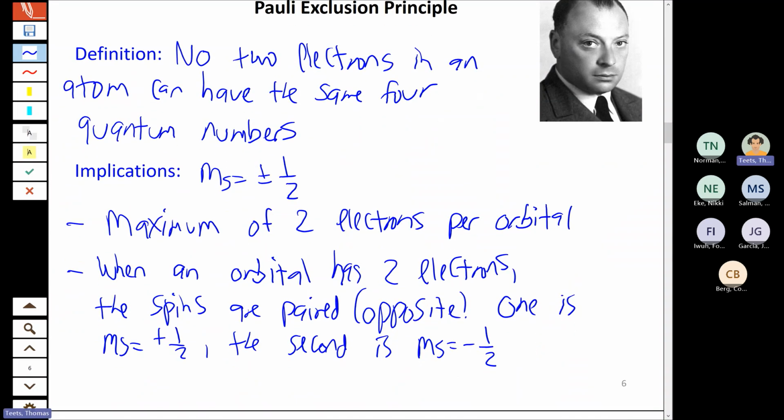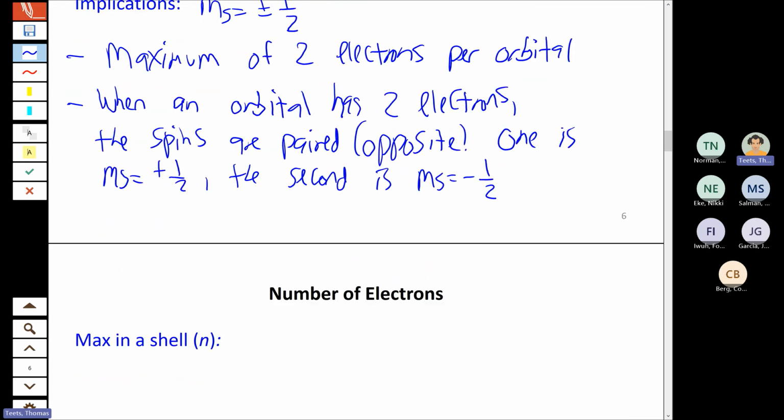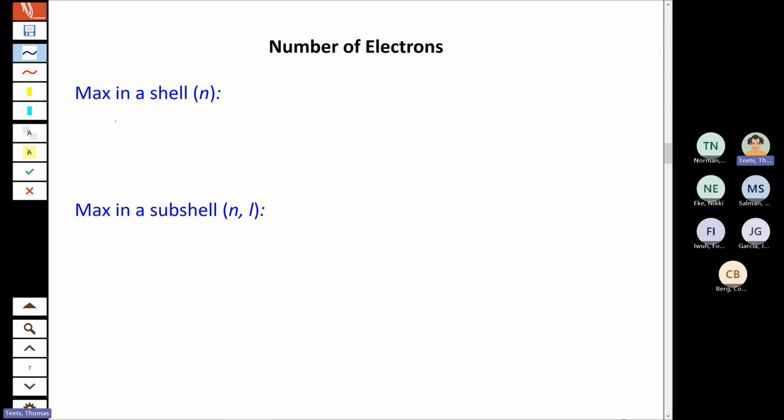Now, with these additional ideas in hand, we can start to talk about relationships that tell us the maximum number of electrons that we can have in either a shell or subshell. So there's two electrons maximum per orbital. How does that then translate into the number of electrons that can be in a given shell defined by the principal quantum number n, or in a subshell defined by n and l together?